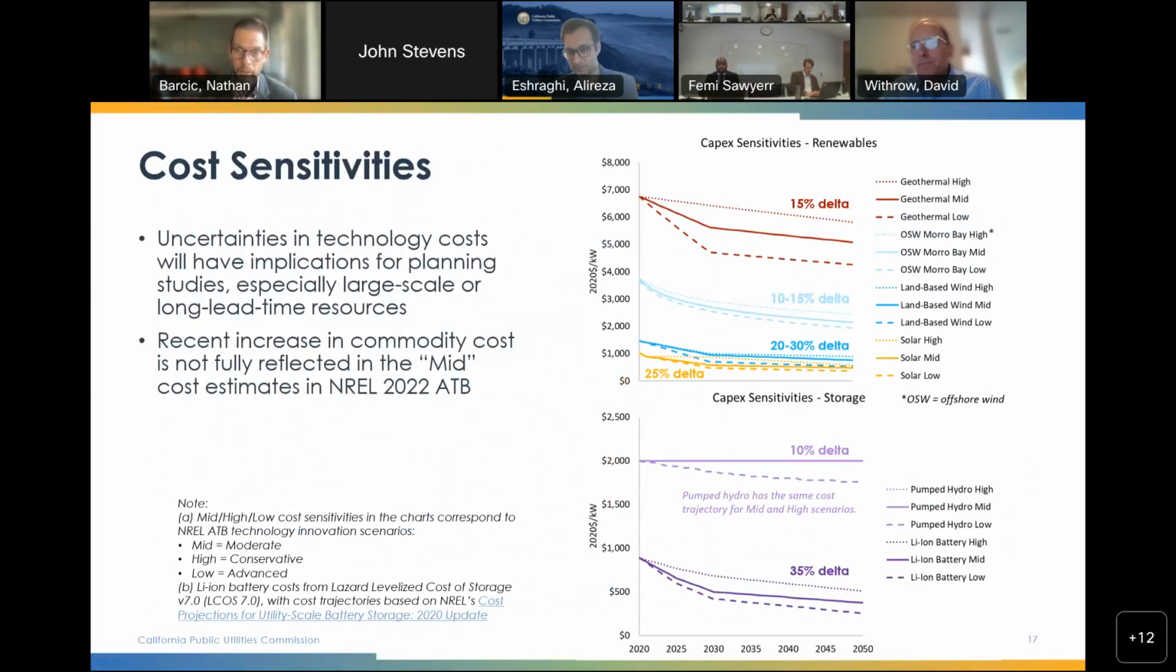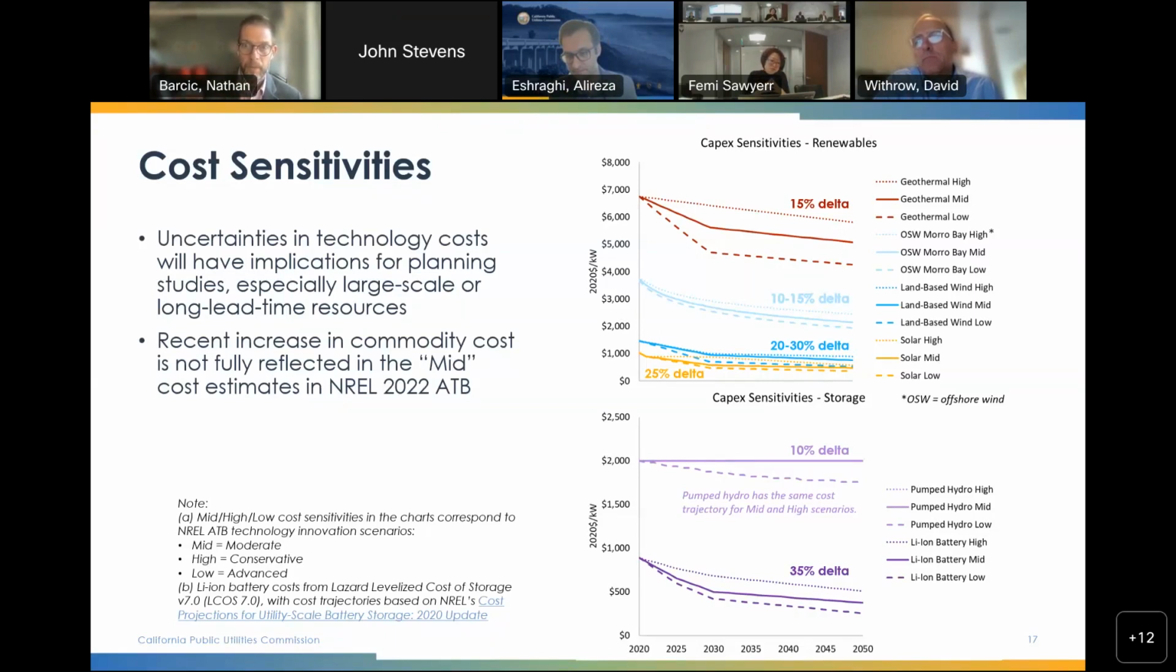So one question I had is in the second bullet here, there's a reference to recent increase in commodity cost. What does that mean? This is an attempt, I guess, to summarize the recent increases in various commodity costs that we have observed, and we believe these costs are not properly reflected in the mid-NREL ETP scenario. But by showing a range of the resource costs or technology costs, our hope is to provide additional options for us to reflect some of the recent increases in the prices in our modeling.